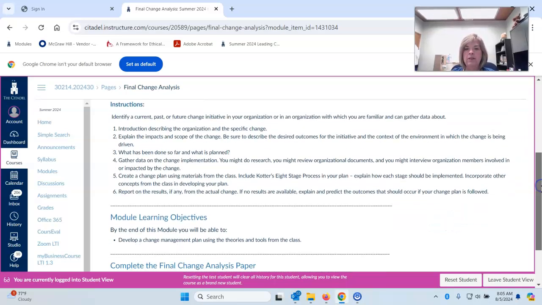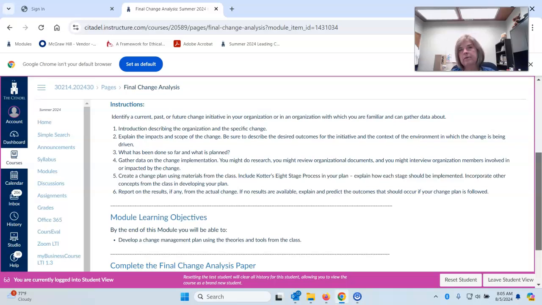Okay, and you can go back and say, okay, they didn't do this very well. Here's what they should have done. Or we haven't been all the way through the stages, so here's what we should do from this point on. So again, reinforcing the use of Kotter's 8-stage process. How should each stage be implemented, or has been implemented, or should have been implemented, and then incorporate other concepts from the class in terms of developing your plan. So anything that you used in the 2 assignments for Module 7, you could also use here. And so that's the idea.